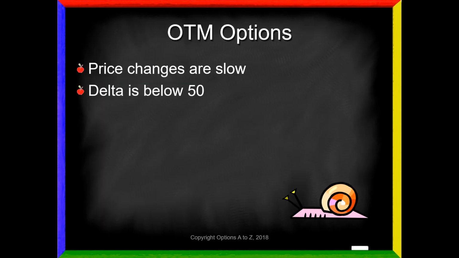So the point to understand about your out-of-the-money options is that price changes are slow. This is the danger of trading the out-of-the-money options. I talked about that the other day when we talked about why did my option lose money. At-the-money and out-of-the-money options have very slow price change responsiveness. That's why I said to go in the money. And if you're looking at your broker's platform, you'll see that the out-of-the-money options will all have deltas below 50.